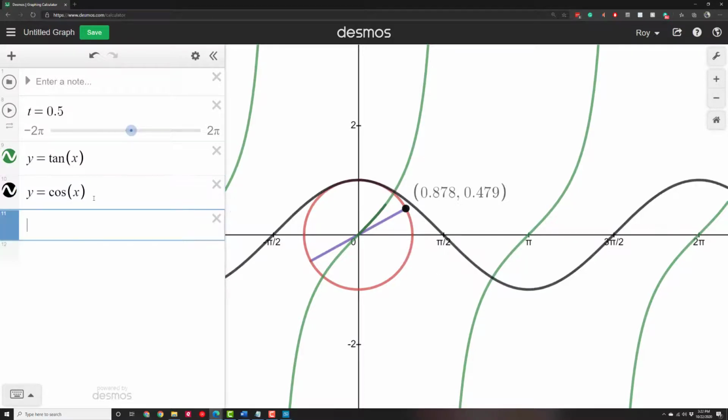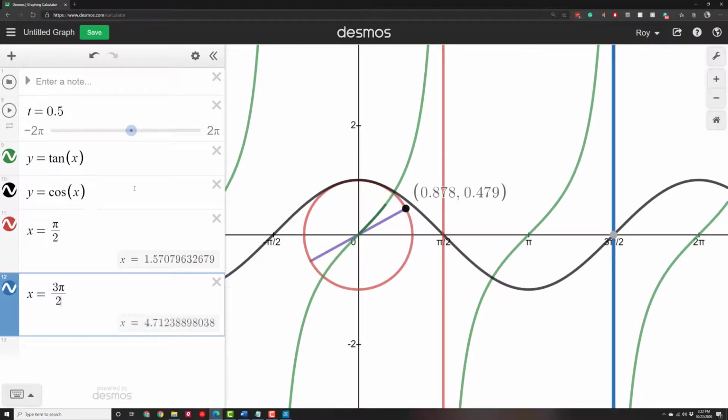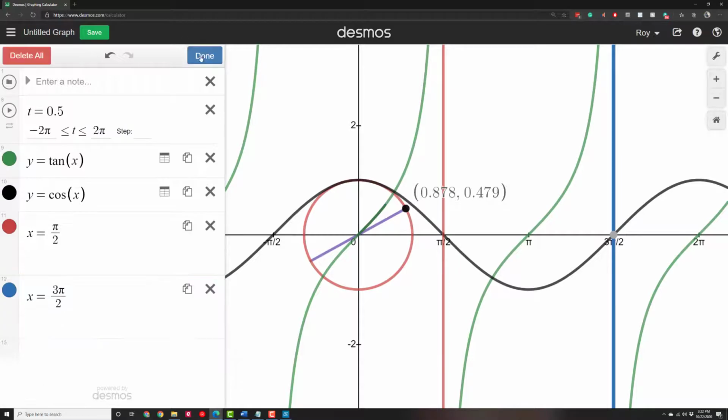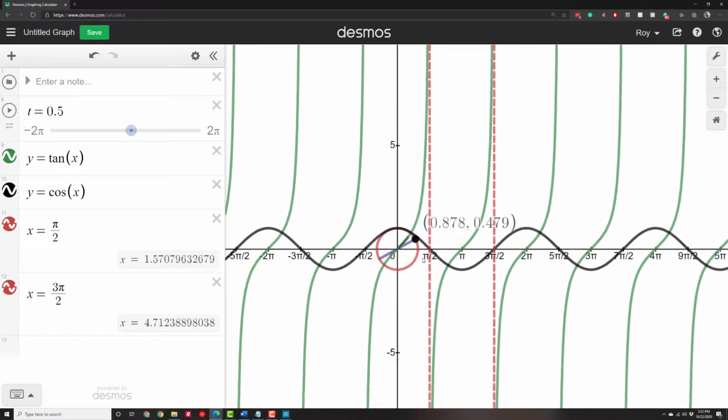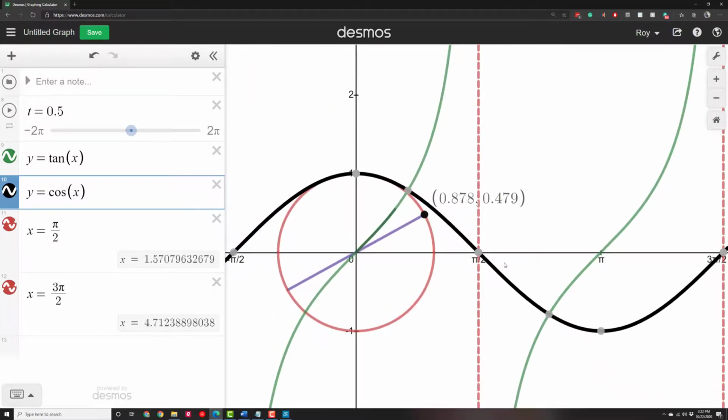In fact, if I were to graph x equals pi over 2, you could see, and then maybe I should also graph x equals 3 pi over 2, just so you could really see it. And I'll make them both red just so that you can see that they are asymptotes, and I'll dash them out. Why not? There we go. You can see that's where our tangent has vertical asymptotes, is at pi over 2 and 3 pi over 2, and then 5 and 7 and 9 pi over 2, -1 pi over 2, -3 pi over 2. And that happens exactly when the cosine crosses the x-axis.